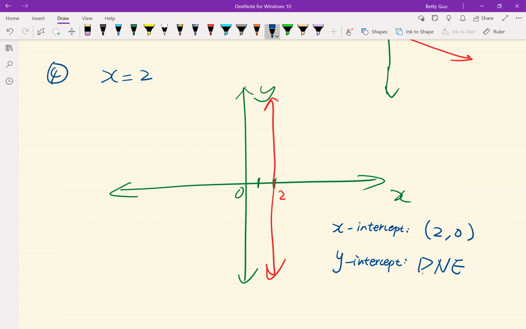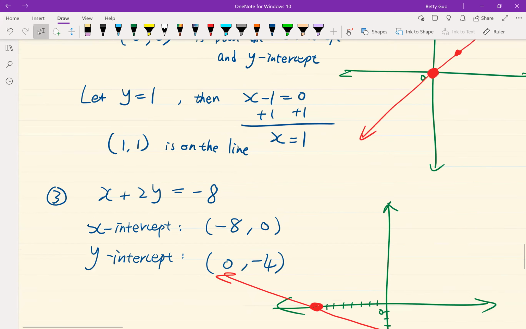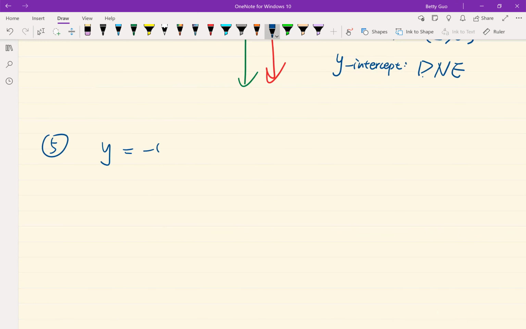Am I clear? Let's see number 5. The given equation is y equals -5. Look at this equation. We only see one variable, which is y. Is this equation still a linear equation in 2 variables? We talked about this yesterday. Yes, it is. The reason x is not there is because the coefficient of x is 0, right?